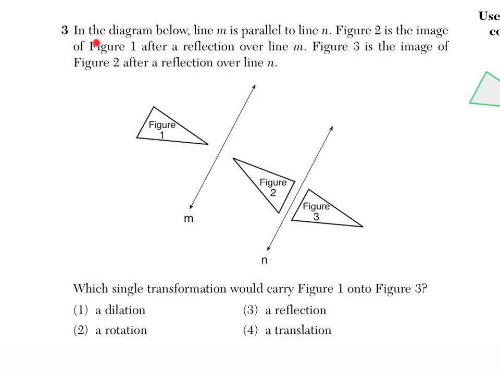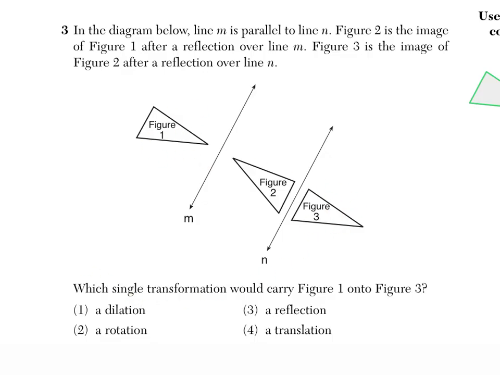Let's take a look at question number 3. It says in the diagram below, line M is parallel to line N. And figure 2 is the image of figure 1 after a reflection over line M. And figure 3 is the image of figure 2 after a reflection over line N. So it looks like there were 2 steps to get from here to here. The question is, which single transformation would carry figure 1 onto figure 3?